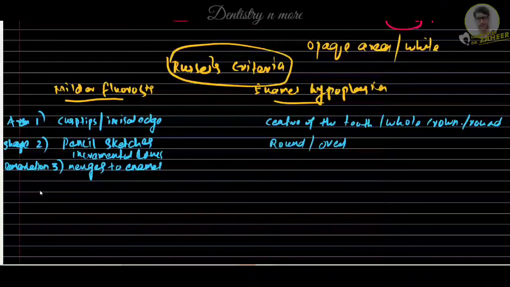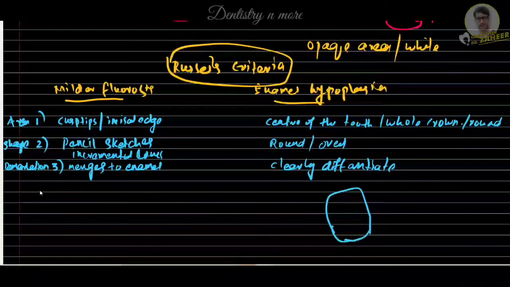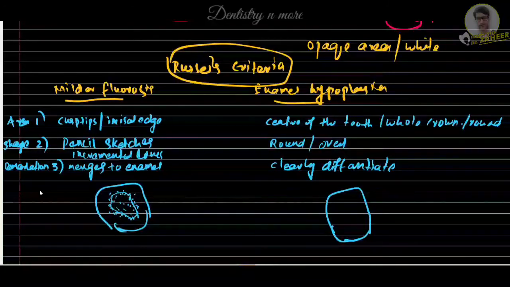But in enamel hypoplasia or non-fluoride enamel opacities, you can clearly differentiate between the sound enamel. If this is a tooth, and this is a tooth, it's not easy in fluorosis. The enamel and the hypoplastic areas will not differ very much in color, or the boundaries are not very distinct. You can't make out the boundaries of this one. Anyway, this is more like a pencil sketch.